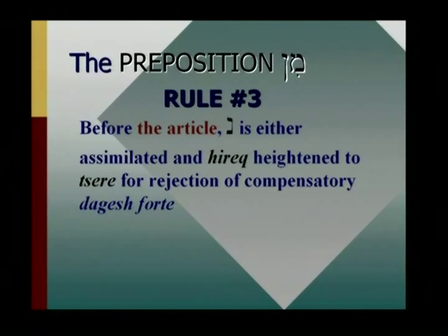And before the article, the noon is assimilated and the hirik is heightened to tseri because of the rejection of the compensatory forte. So me-haaretz. Notice this is different than beith, lamed, and kaf. The beith, lamed, and kaf are inseparable. They always are attached. Min can be separated. But even when it's attached, the article remains. With min, the article remains, not with the other three.